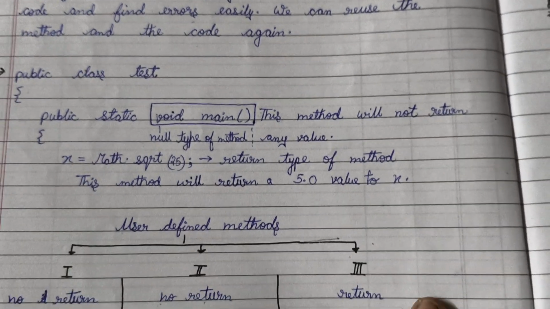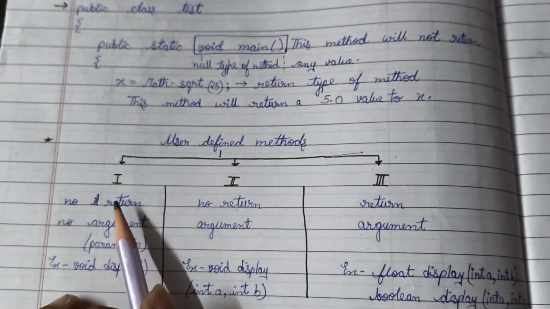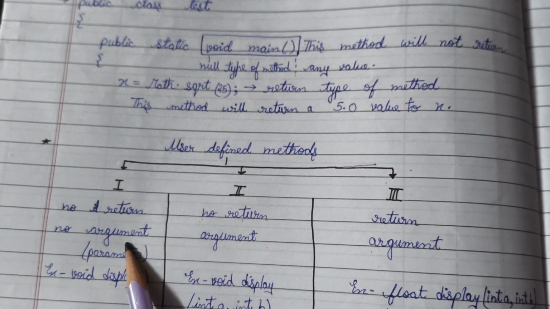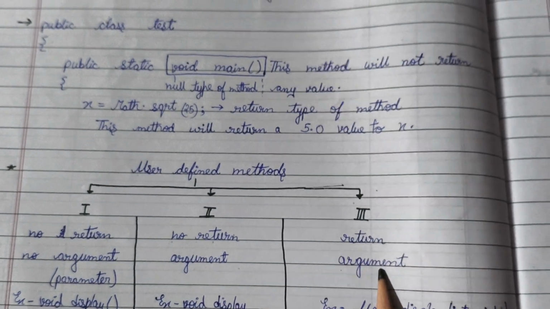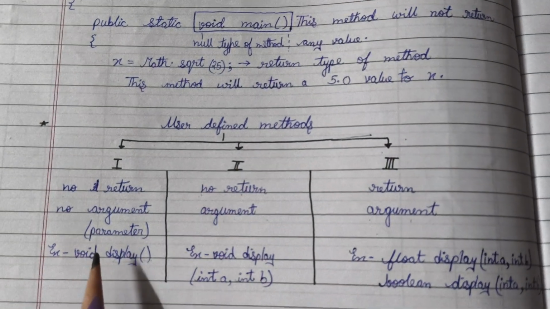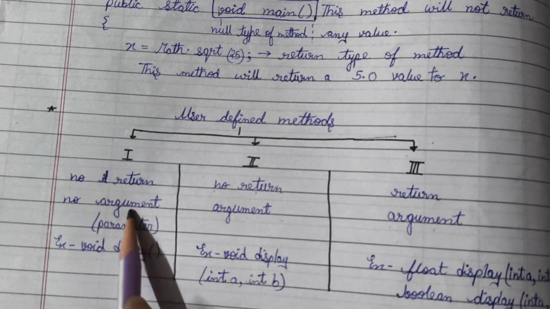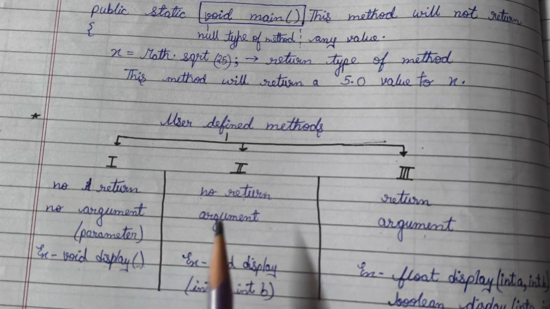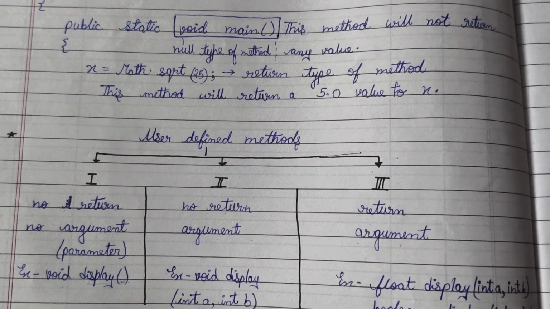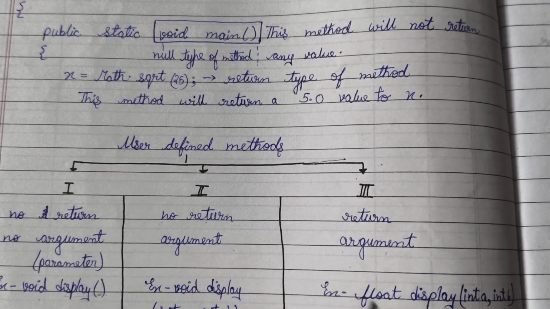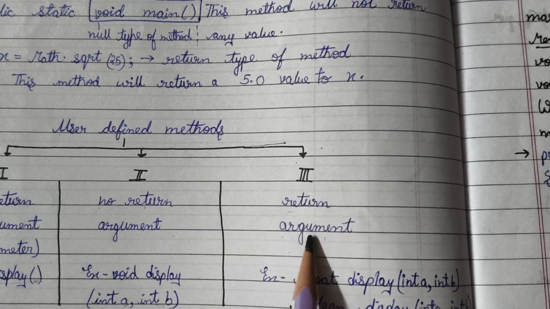Now there are three types of user defined methods: first, second and third. In the first, there is neither argument nor return. In the second, no return but arguments, and in the third, both return and arguments are there. So in the first, no return means void, and no argument is there in the brackets. In the second, no return, void, but arguments are there, so in the brackets we can take double a, double b, according to the question. Now in the third, return is also there, arguments are also there.